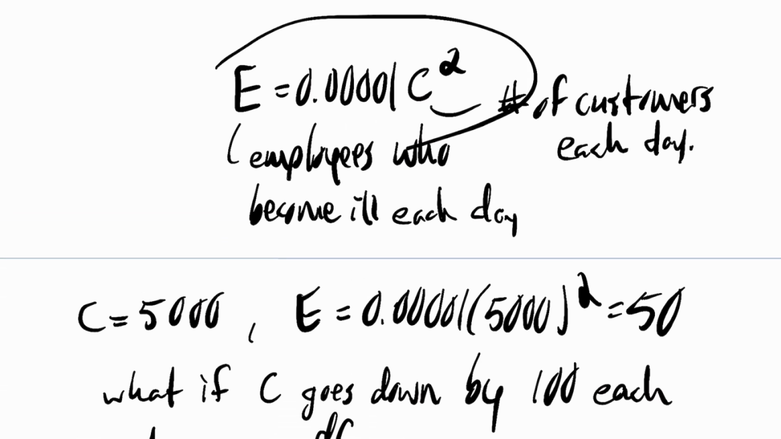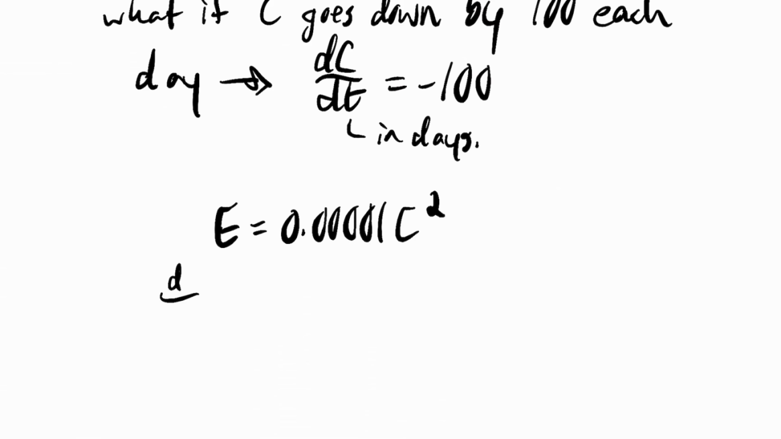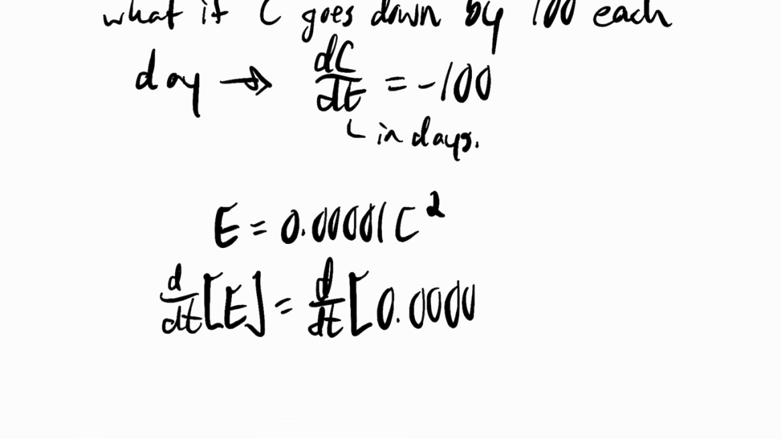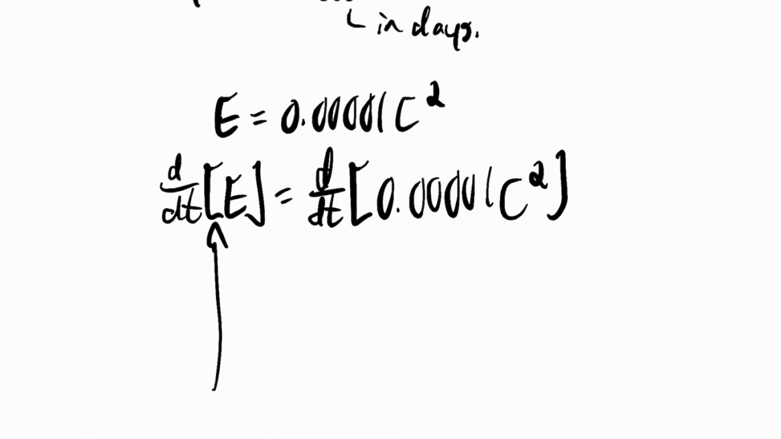So I'm going to apply what I like to call a time derivative to this equation. I'm going to copy the equation down here. Okay, so E equals 0.00001 C squared. I'm going to apply the derivative with respect to time to both sides. On the left, what is the rate of change in the number of employees who become ill with respect to time? Well, that's dE/dt. The number of employees who become ill as a function of time is some formula, I don't have a formula for it, so I'll represent this as dE/dt. And same thing on the right.